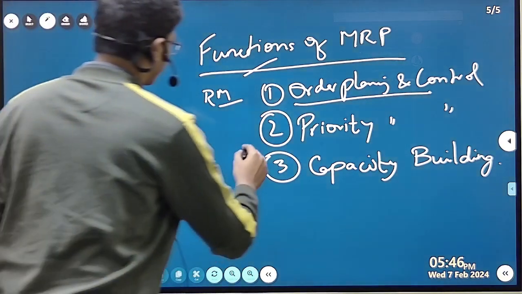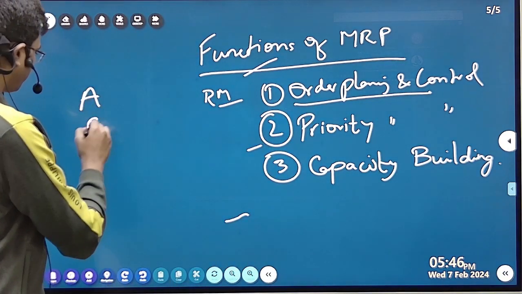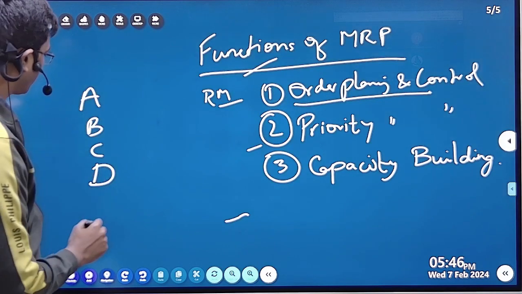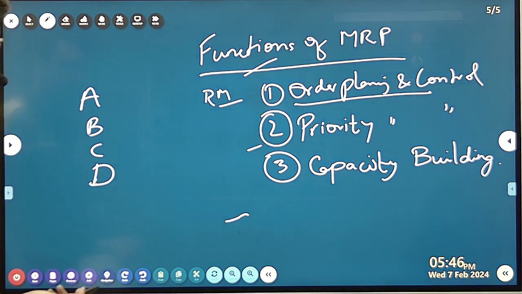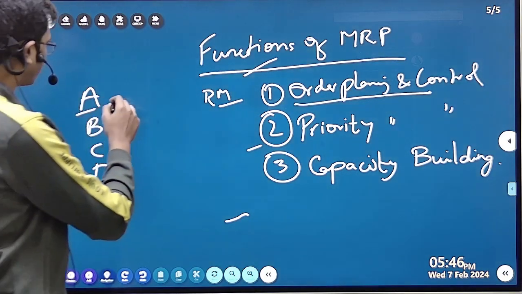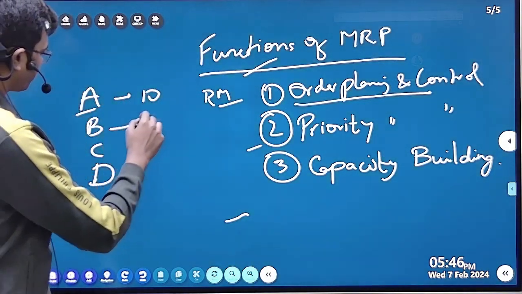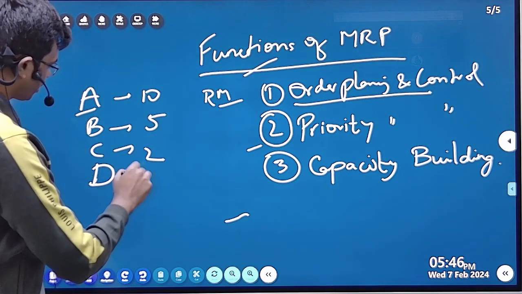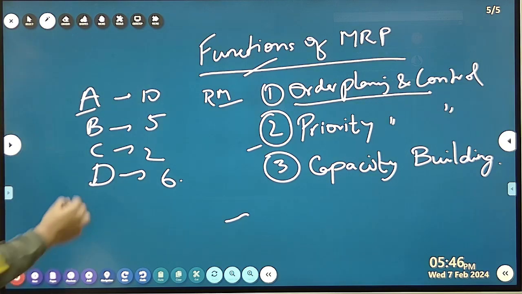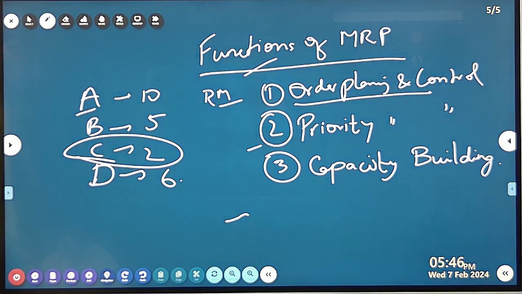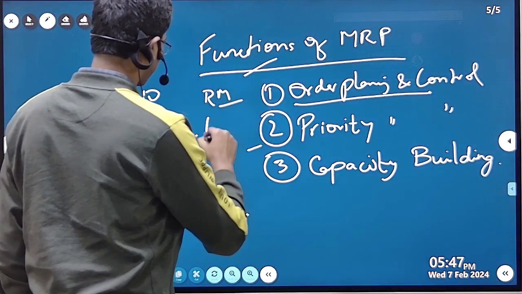Similarly, priority. Now, if you have a product mix of say A, B, C, and D, you have different priorities for these. So, if someone orders A, maybe you will have to deliver it in 10 days. B, maybe 5 days. C, 2 days. D, 6 days. Okay. So, based on that, you have to give priority to your product, right? So, which product needs delivery at what time? So that priority has to be given with the help of your planning process.